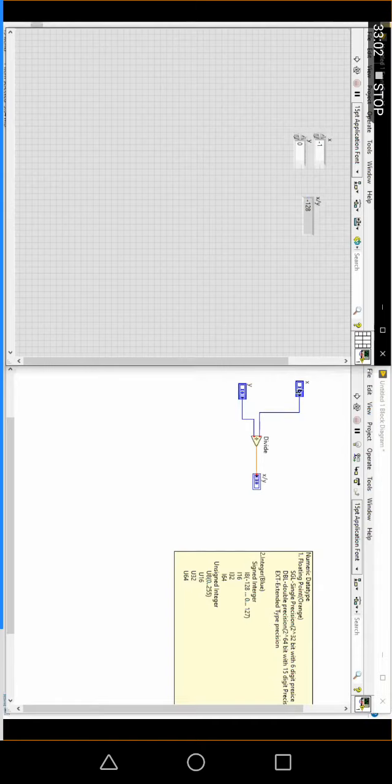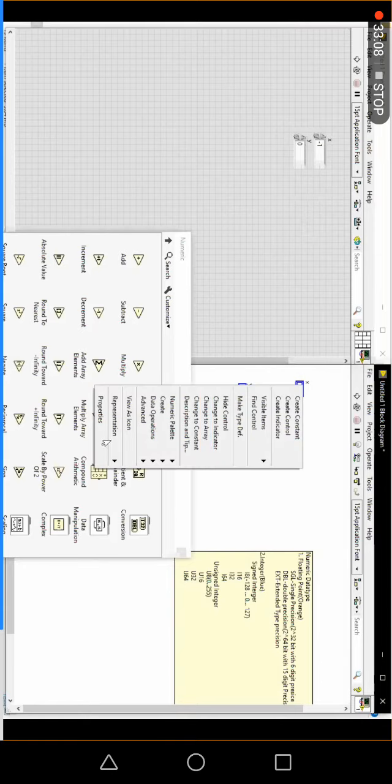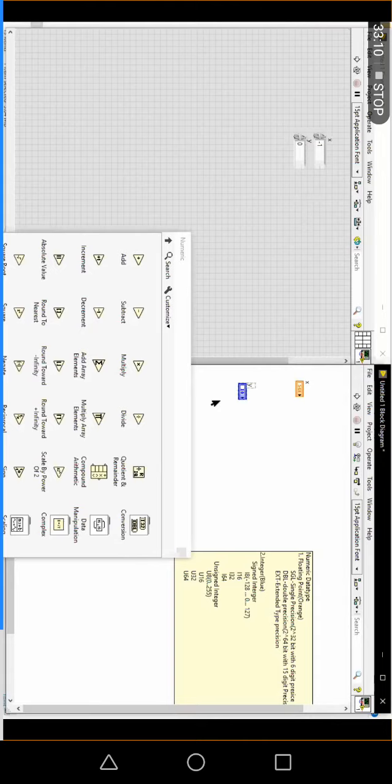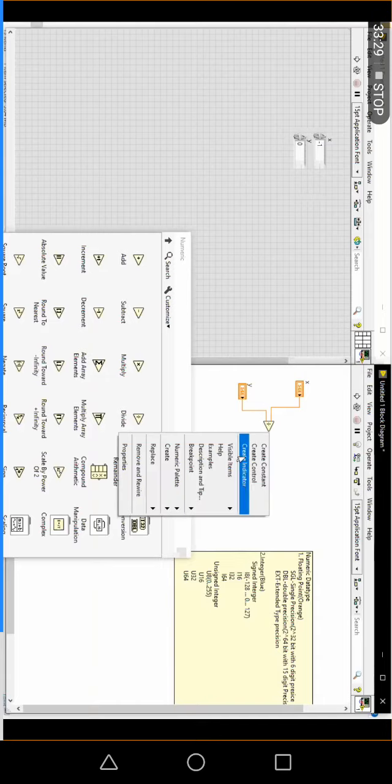Okay, now suppose the representation is SGL and this representation is also SGL. Both are the same representation and I am going for the divide function. SGL is also floating point, I am connecting here. You won't get a question dot. Now what is the data type it will create? If I go for create indicator, what indicator will it create? Both are SGL representation. SGL or DBL? Those are the only possible options.